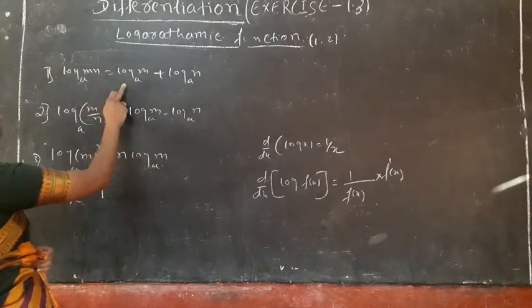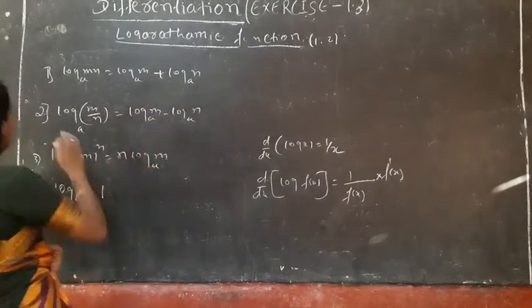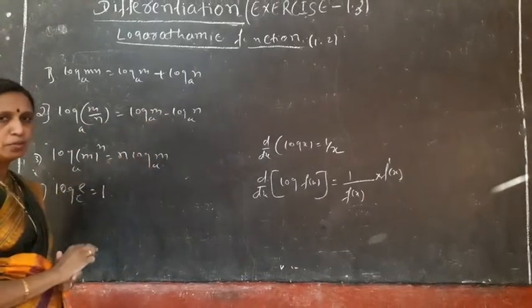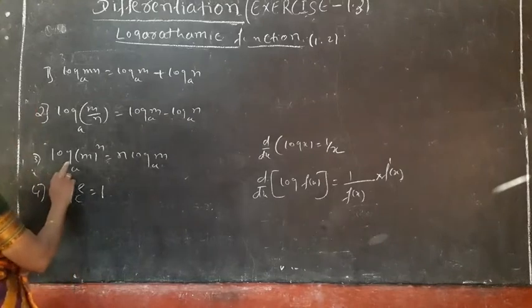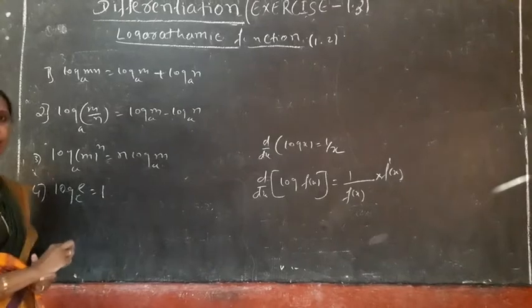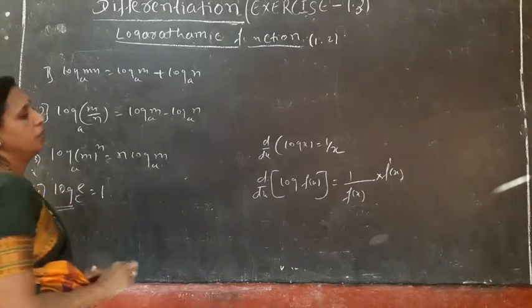Log of mn to the base a equal to log m to the base a plus log n to the base a. Log of m upon n to the base a equal to log m to the base a minus log n to the base a. Third one, log of m raised to n to the base a equal to n log m to the base a, and log e to the base e equal to 1.